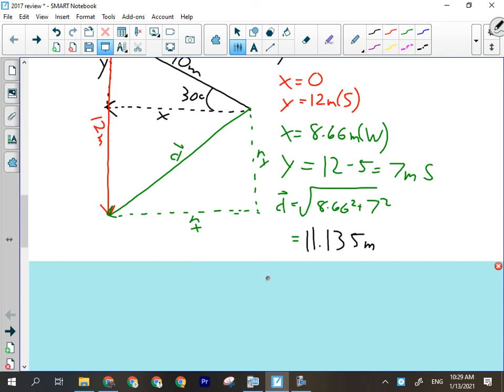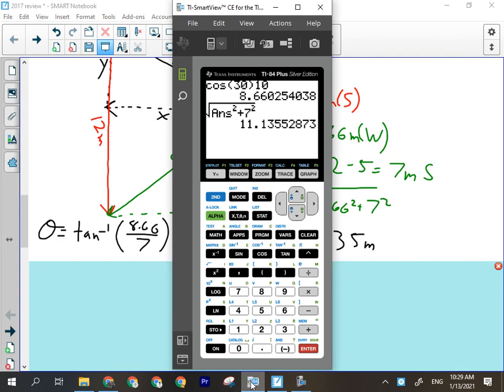meters, and because this is a vector addition question, I'm also going to need the direction. Displacement's a vector quantity, so I need its direction. I'm going to calculate theta using x and y, so that's the opposite and adjacent side. So I'm going to go tan to the minus 1 of the x, which was 8.66, over the y, which was 7, and that will give me my angle.